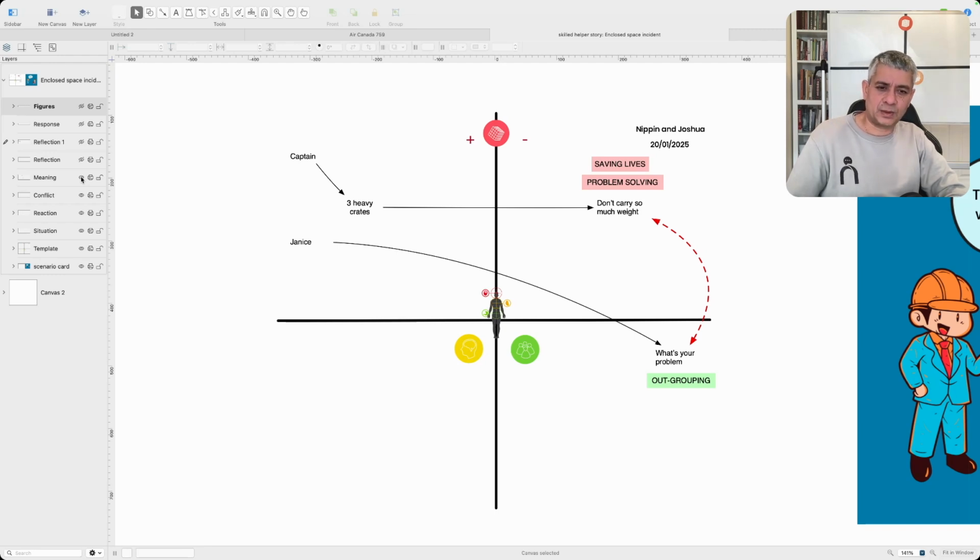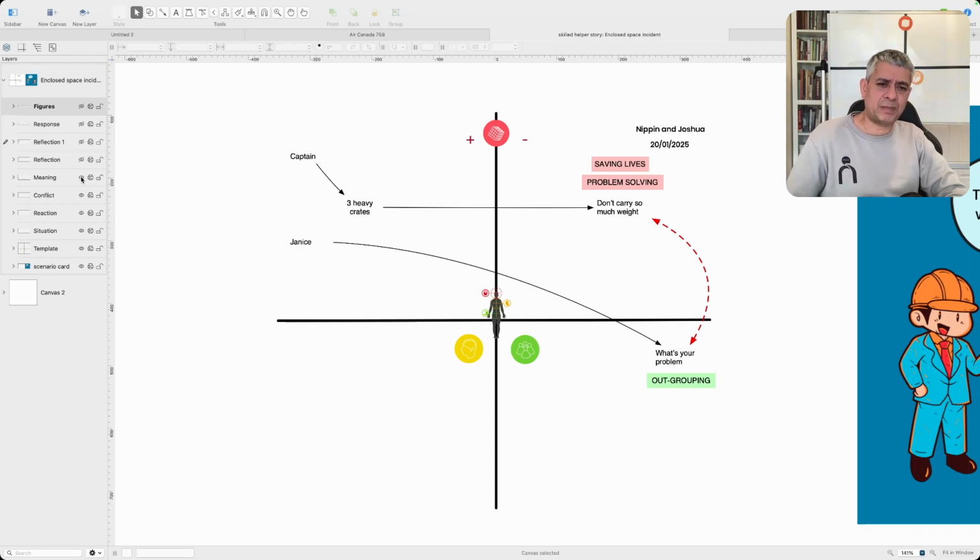So as I mapped the story, I turned around to the captain and said, "Captain, by saying what you said to Janice, what you're doing is you're trying to solve a problem, and you're trying to save her life, you're trying to save her from getting hurt." And then I turn to Janice, and what I say to her is that the way Captain reacted to you, it looks like you felt out of place because you were surrounded by six men and you felt outgrouped. Am I right, Janice? Am I right, Captain?